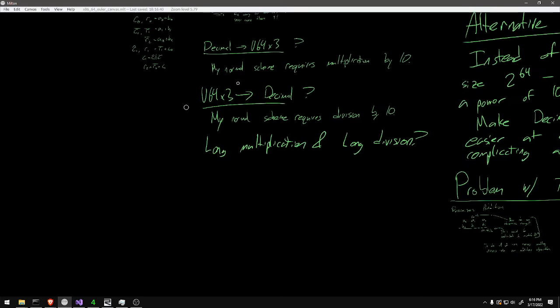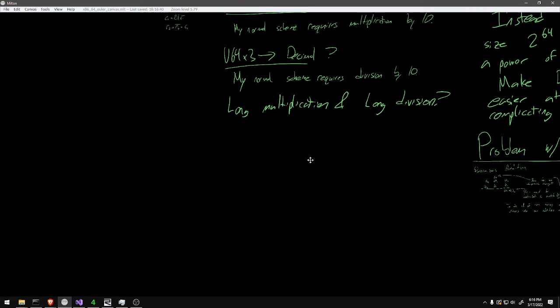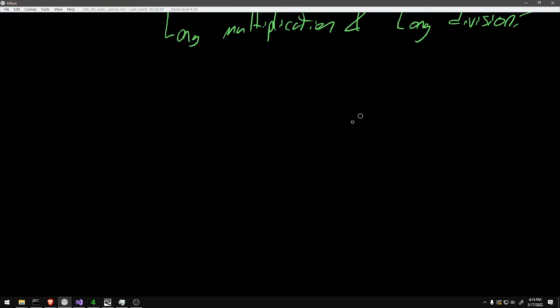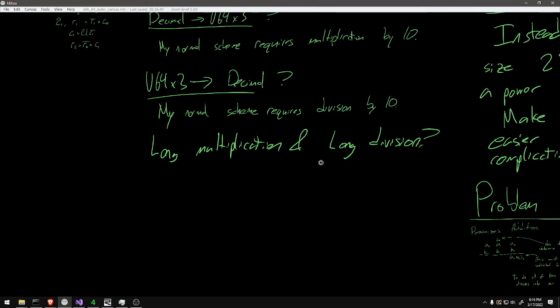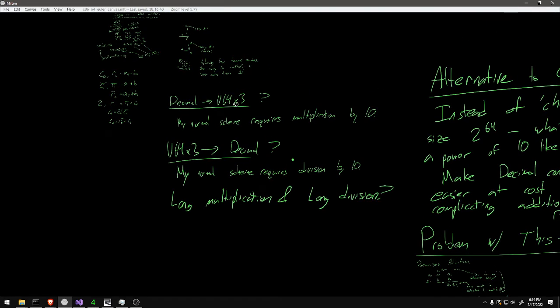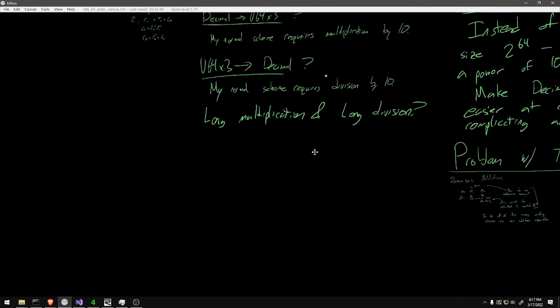So we're going to try to figure out how we're going to do this. An idea here is we don't actually have to do U64 by 3 times U64 by 3, or U64 by 3 divided by U64 by 3. We could just do a multiplier and a divider with U64. So let me explain what I mean in a little more detail.